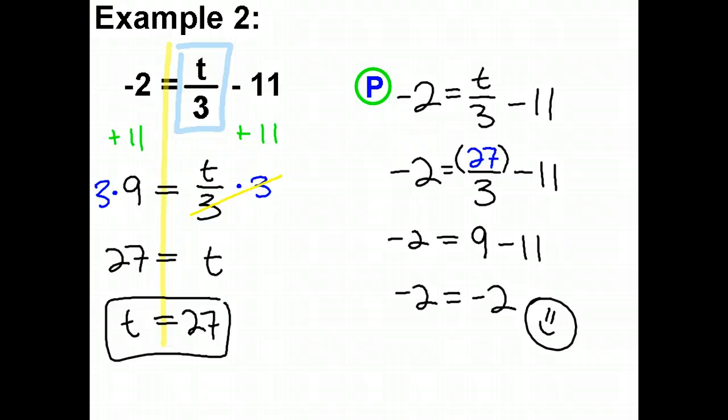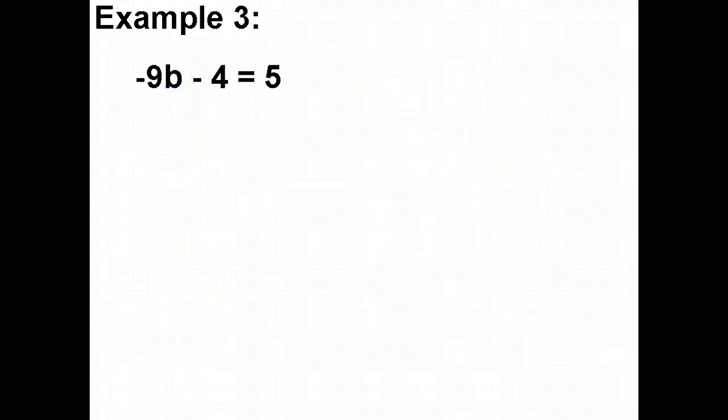Let's go ahead and move on to our third example today. Our third example: negative 9b minus 4 equals 5. The first thing we'd want to do here, just like the previous two problems, is really focus on isolating that variable term. And don't forget that the negative in front of the 9 is part of that term.